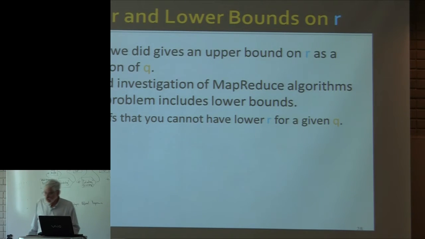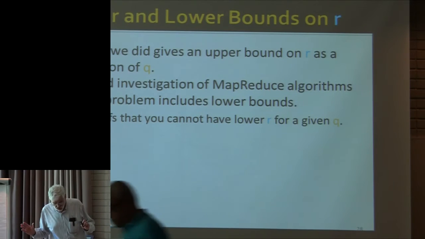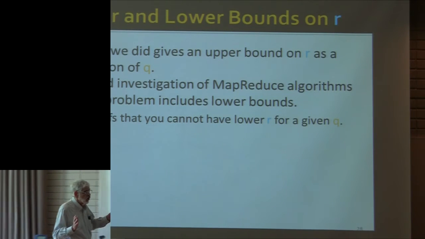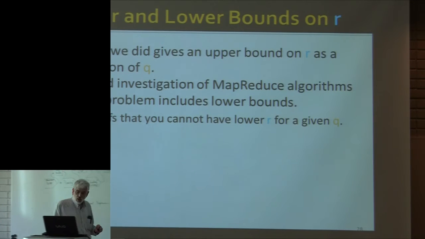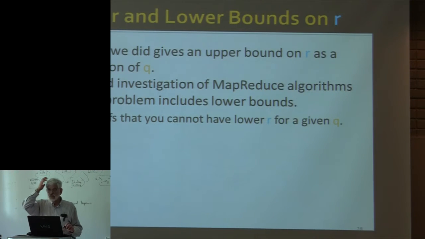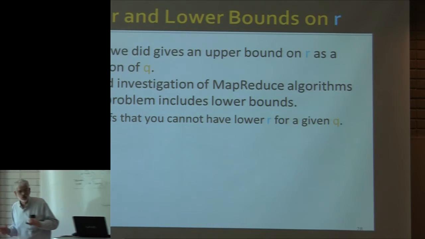At any rate, what I gave you was an algorithm for this all-pairs or drug interaction problem that gave you an upper bound on how many times you have to replicate in order to have a small value of the reducer size.